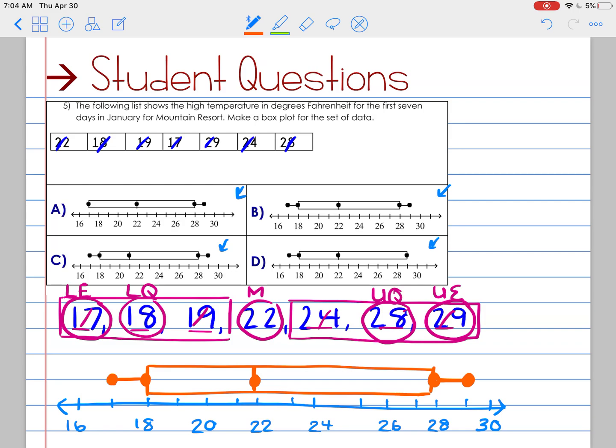So now when we look at our answer choices and see which one matches, we're looking for a box plot that has a lower extreme of 17. And if we look, A does not have that. However, all the other ones do. Okay, we're looking for a lower quartile of 18, which all of our box plots have. We're looking for a median of 22. C does not have that. We're looking for an upper quartile of 28. Both B and D do. And an upper extreme of 29. And if you'll see, B is the only one that has all of those things. So the box plot that matches our box plot is B.